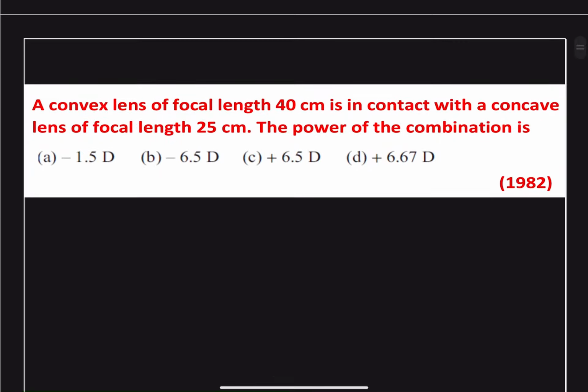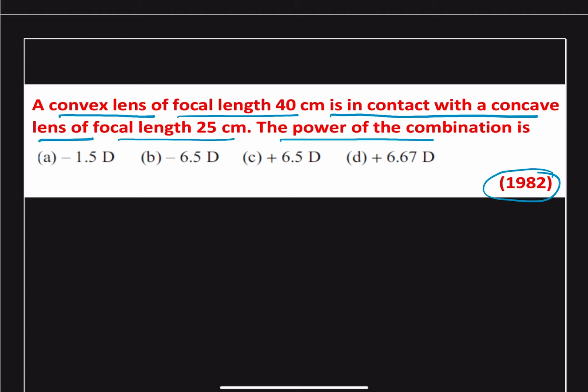We start with the next question. It was asked in the year 1982, and it states that a convex lens of focal length 40 centimeter is in contact with another concave lens of focal length 25 centimeter. The power of the combination is. So we have to find out the power of the combination.